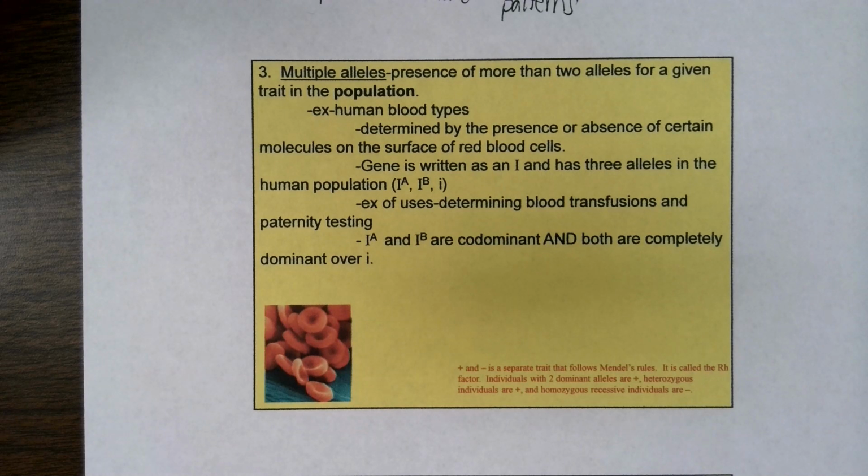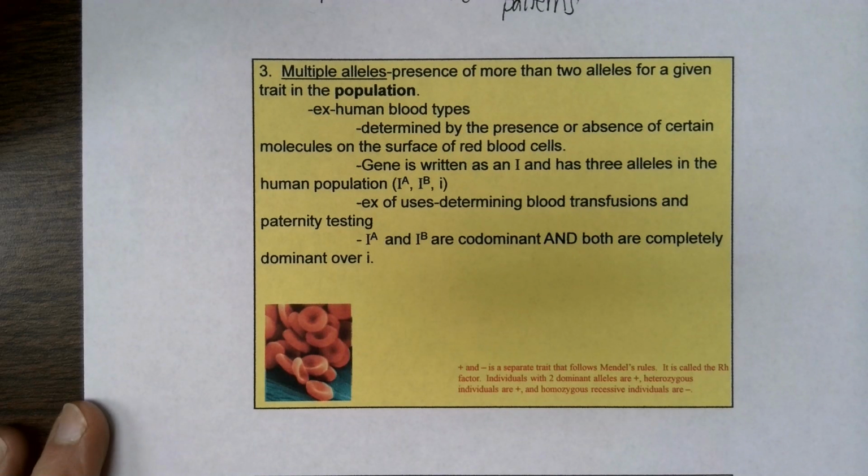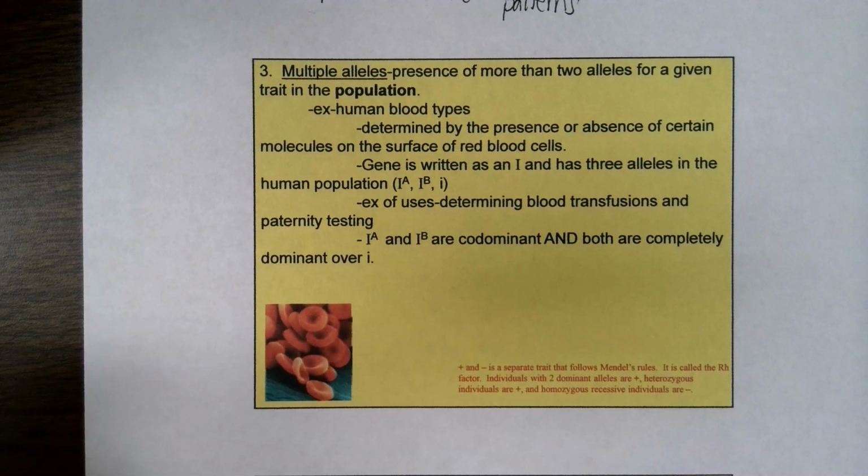So for example, I have type O positive blood. Now, I don't know if I'm heterozygous or if I'm homozygous dominant. I don't have a clue, okay? But that being said, I know that I have a positive blood type as far as the RH factor goes, okay? So that's a totally different trait than what we're about to talk about here.